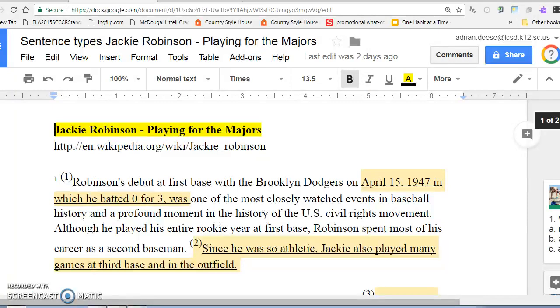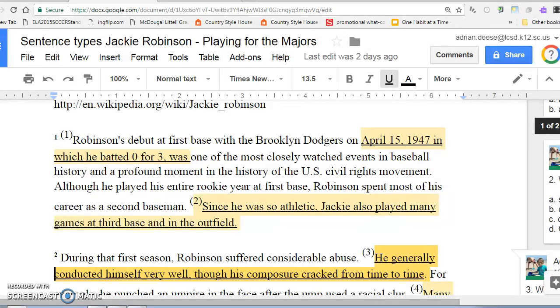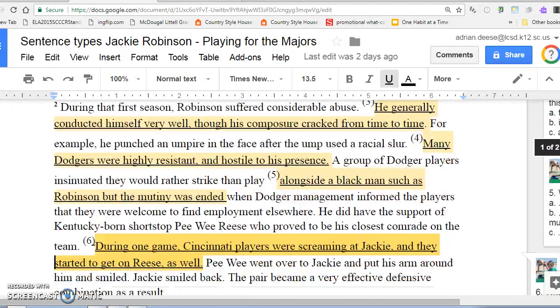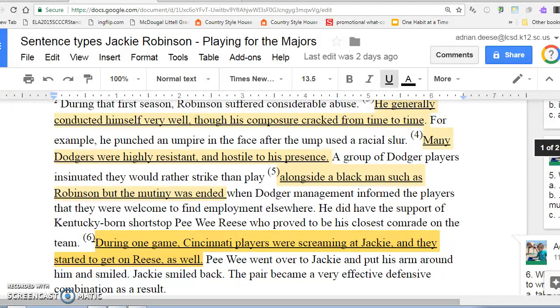Robinson's debut at first base with the Brooklyn Dodgers on April 15, 1947, in which he batted 0 for 3, was one of the most closely watched events in baseball history and a profound moment in the history of the U.S. Civil Rights Movement. Although he played his entire rookie year at first base, Robinson spent most of his career as a second baseman. Since he was so athletic, Jackie also played many games at third base and in the outfield. During that first season, Robinson suffered considerable abuse. He generally conducted himself very well, though his composure cracked from time to time. For example, he punched an umpire in the face after the ump used a racial slur.